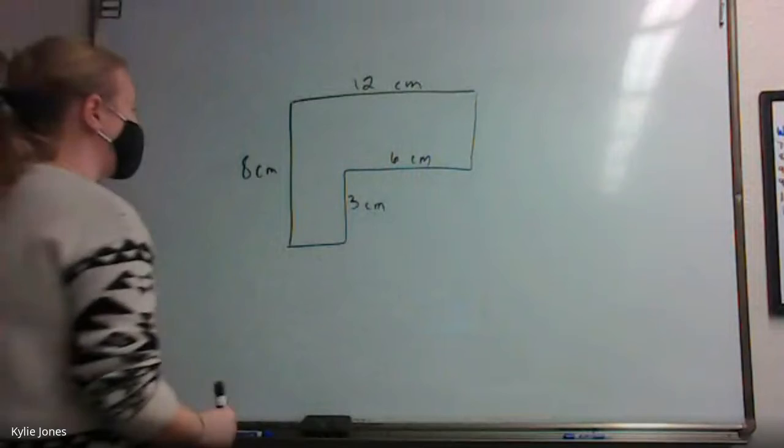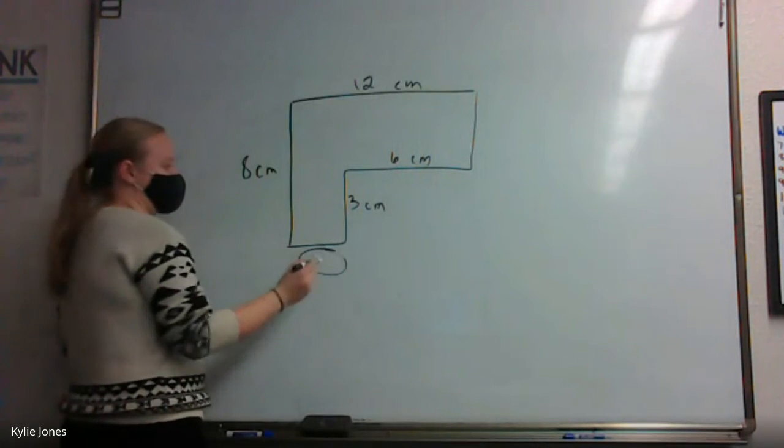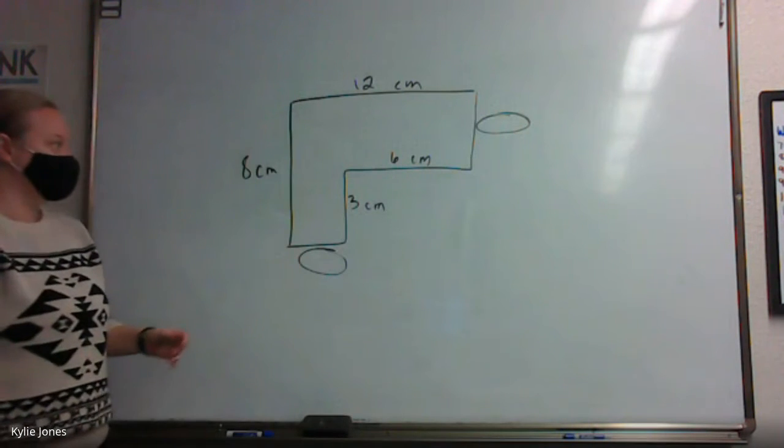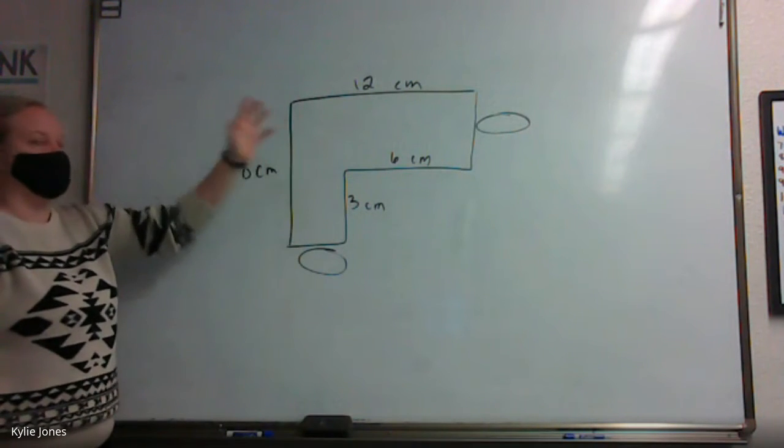So let's start with the perimeter. We need to find this distance and this one before we can do anything. What do I need to do to find these?